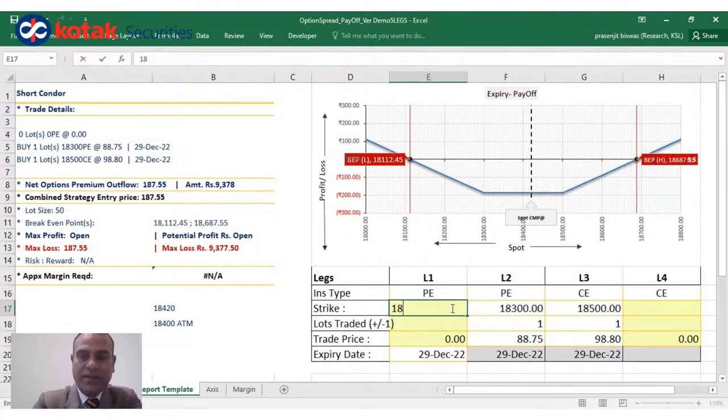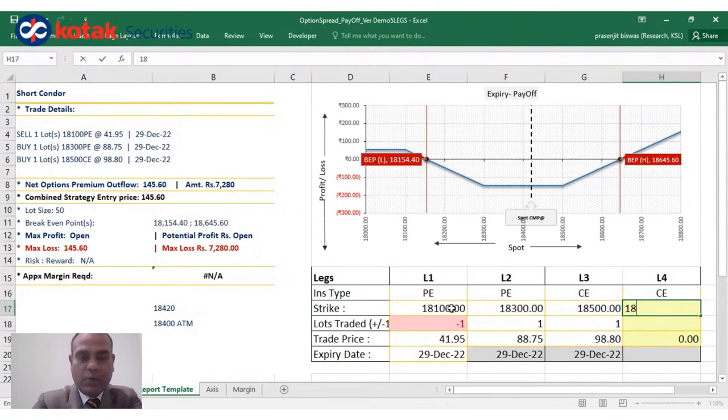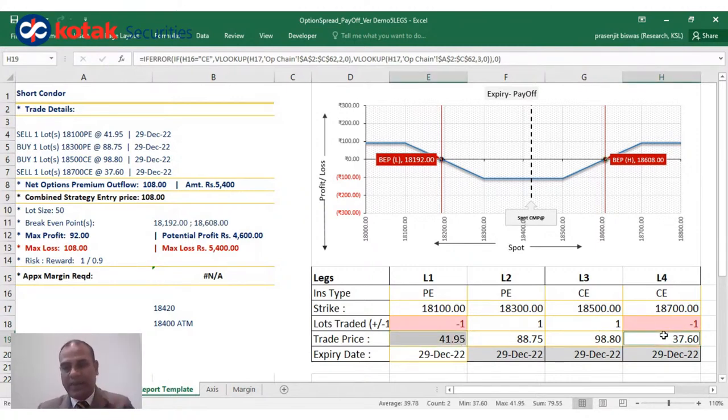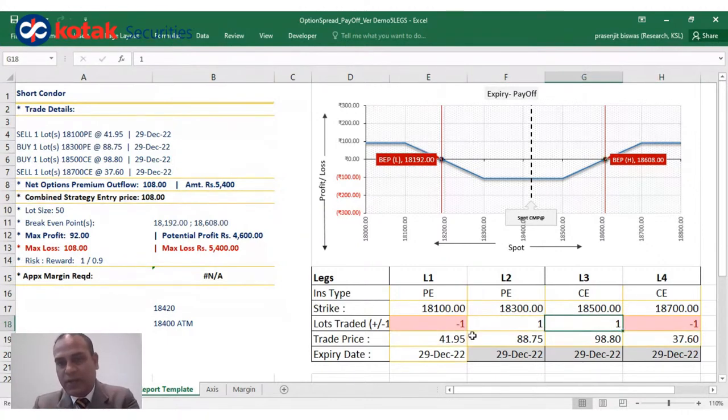I will just simply go a bit lower, maybe an 18100 put option, and I will sell one lot, and similarly I will go to 18700 and I will sell one lot here also. So this 42 rupees and 37 rupees is something which I am getting back to reduce my cost. Okay, so it all started from the straddle, right? And then I sold the outer ones to reduce my cost. So from strangles, this iron condor evolves from here. Now this is an example of a long iron condor.